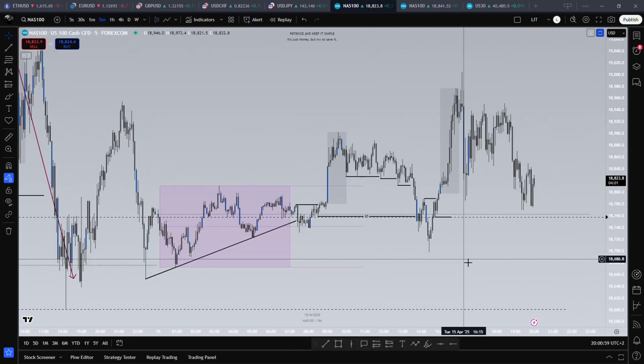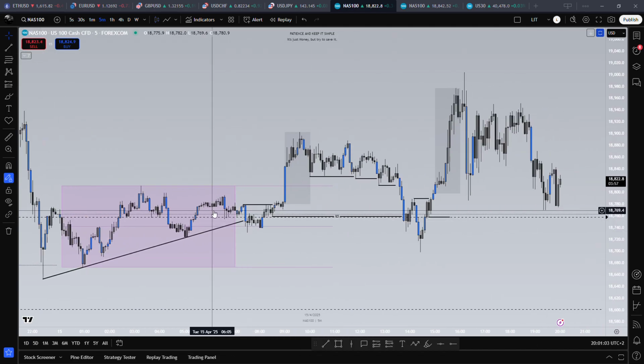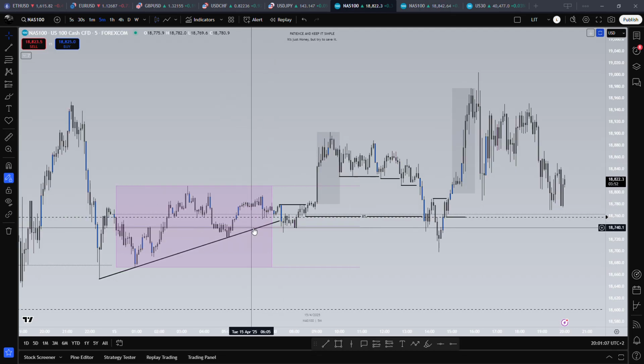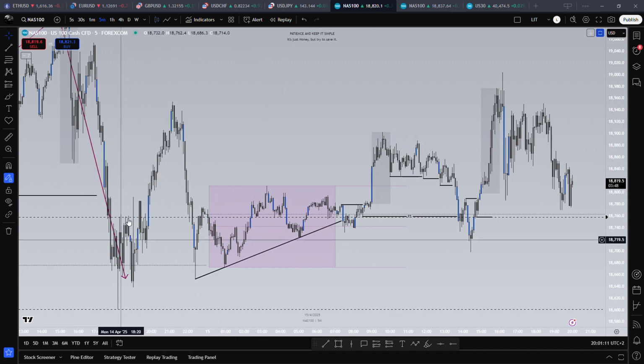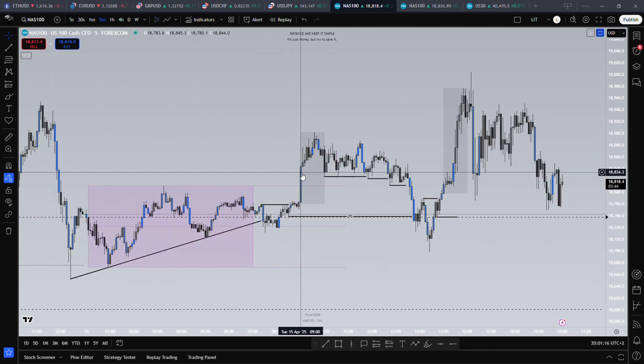Okay. Then Nasdaq, nothing. It was like we had this break here and then this break here. I found no reason to enter here. Maybe it was because, well, it wasn't clear, so I didn't trade that.